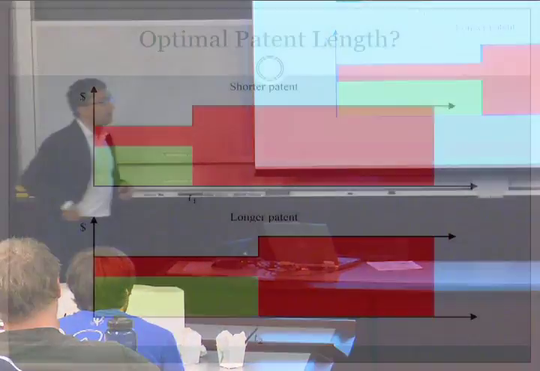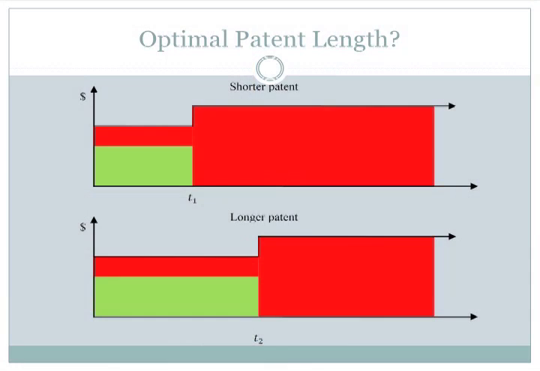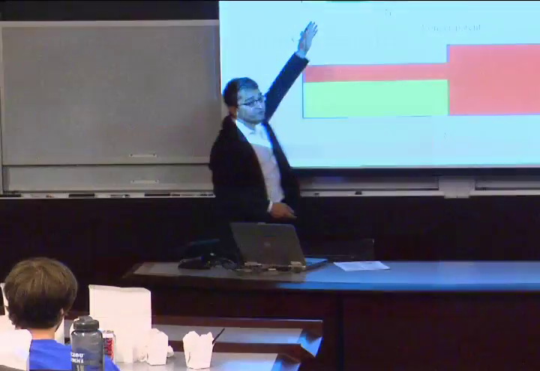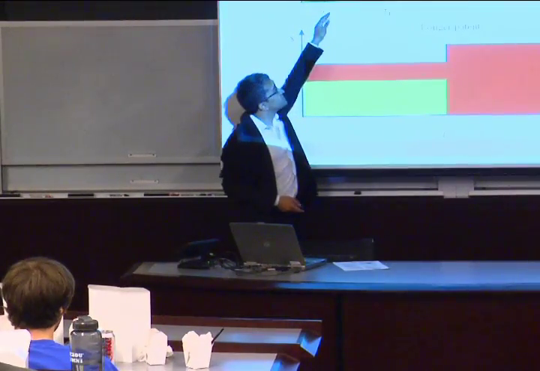And so when we try to figure out what is the optimal length of a patent, we kind of do a figure that looks like this. Now here, the x-axis is going to be time, not quantity, and the y-axis is dollar value. And so we can imagine what the world looks like with shorter patents, which is the top figure, or with longer patents. And I've kept the color shadings from the previous graph.